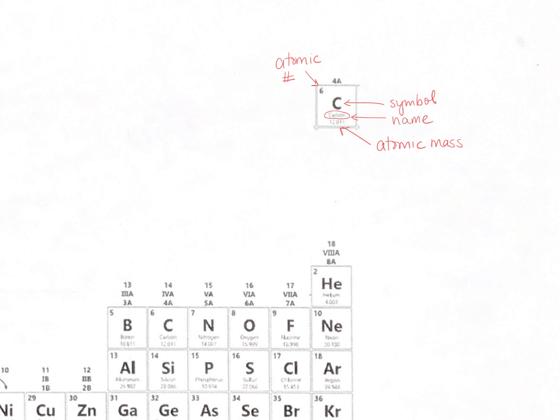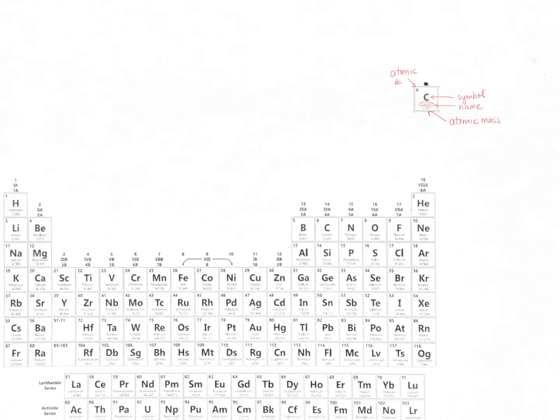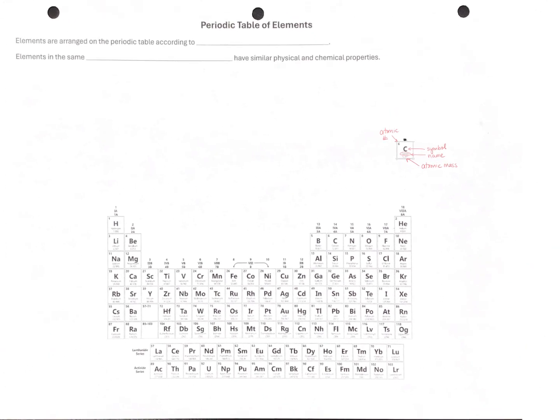So this is a key to help you interpret the information that's in the boxes. You can ignore this 4A here. I will speak further about the notation at the top of each column there. Okay, so that's so you can understand what's happening inside each box.